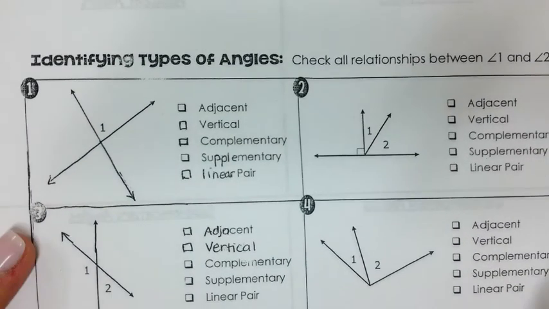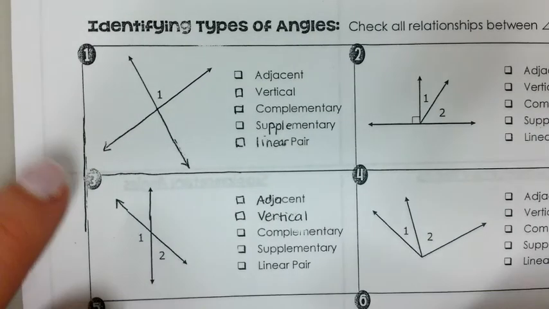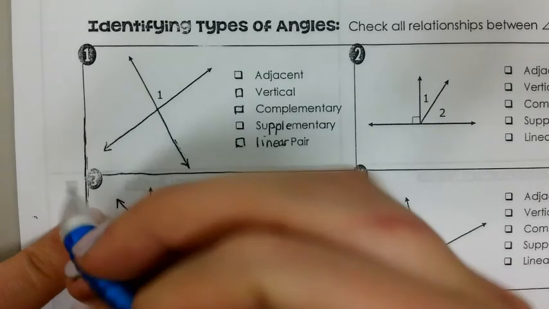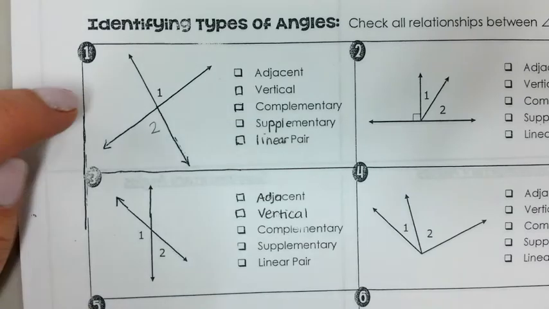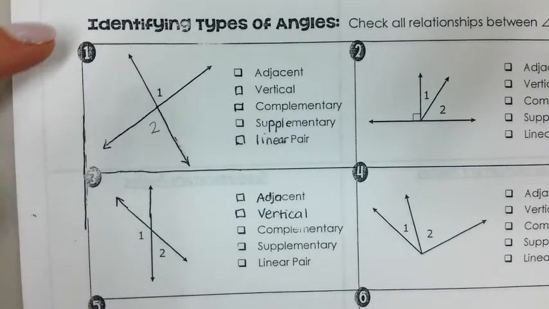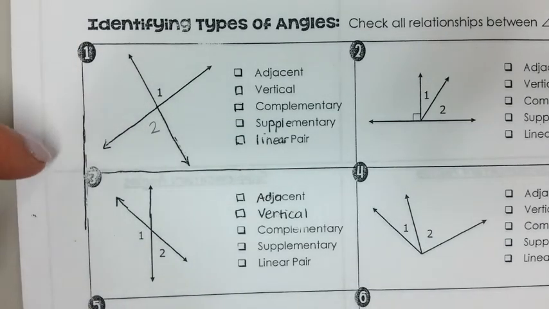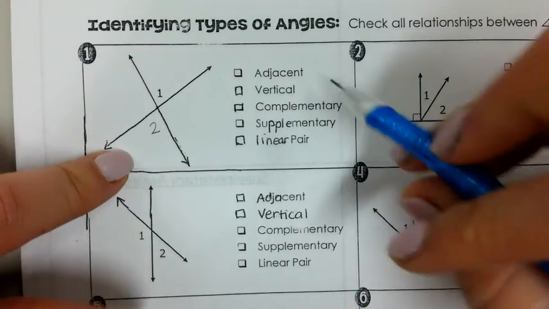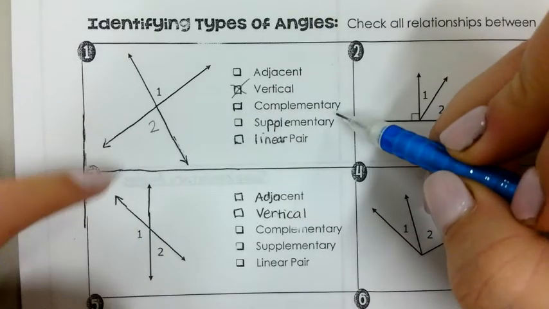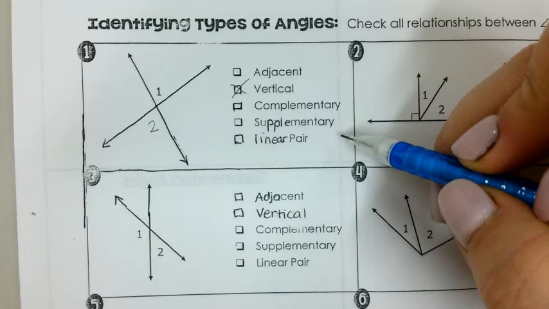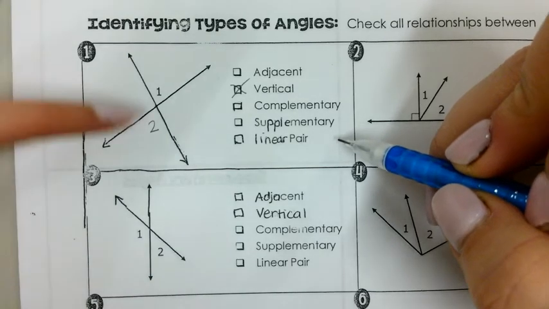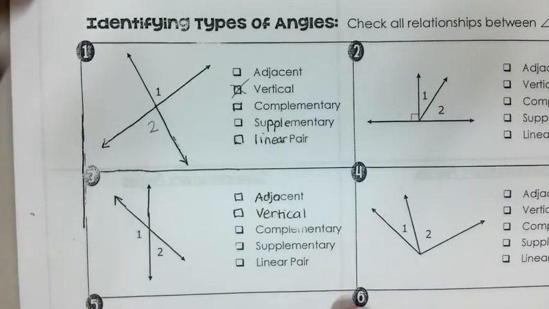We're going to switch on to the back. So we need to fill in angle 2 here. My apologies. Okay, so what are these angles? You're going to click all that applies. There may be more than one thing. So are these adjacent? No. These are vertical. You don't know if they're complementary, and you don't know if they're supplementary because you don't have any identification if this is a right angle. It's not a linear pair, so it's only vertical.